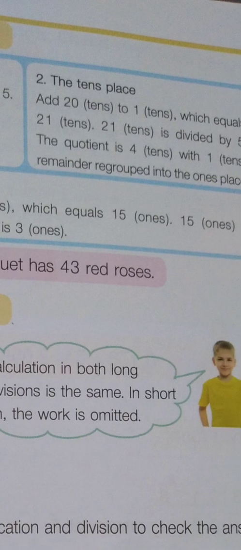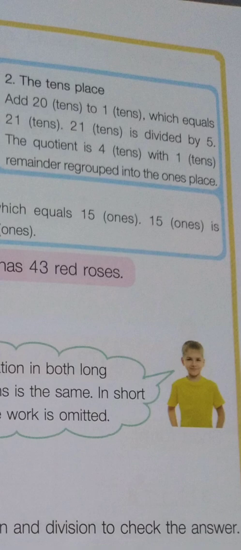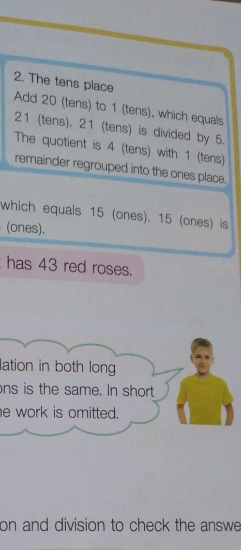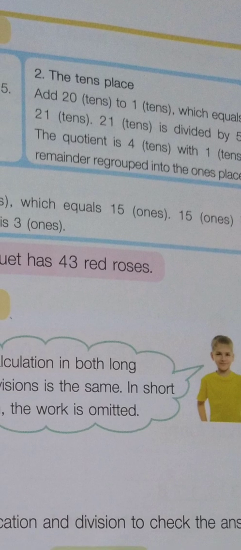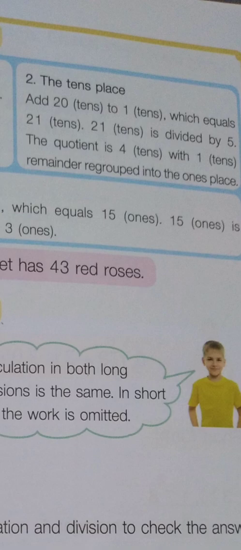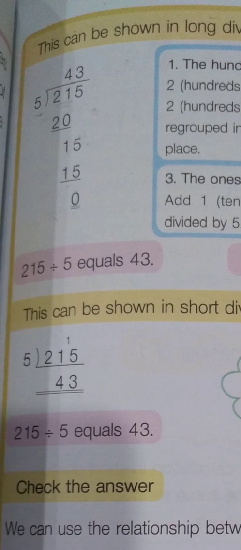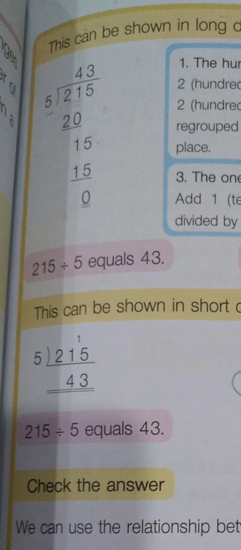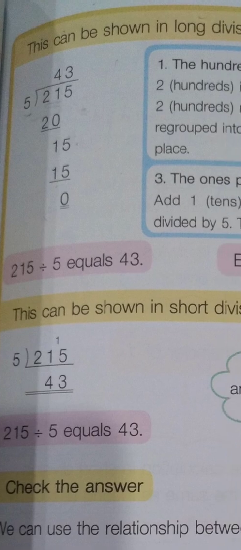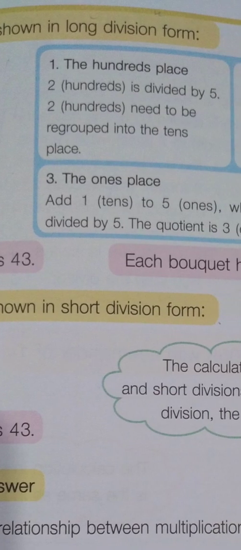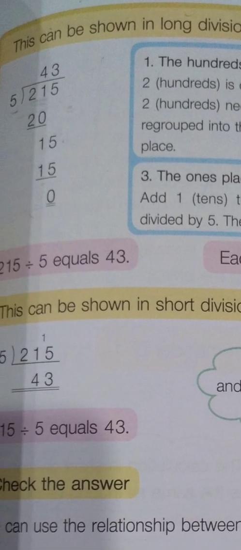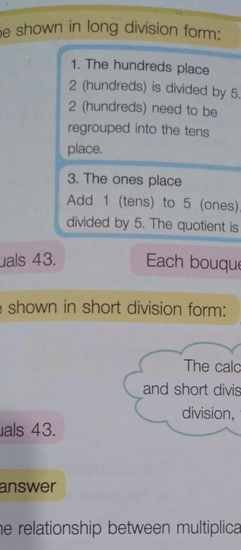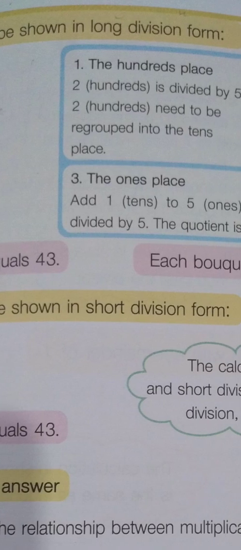The tens place: add 20 tens to 1 tens, which equals 21 tens. 21 tens is divided by 5. The quotient is 4 tens with 1 tens remainder, regrouped into the ones place. 21 minus 20 is equal to 1. We have a remainder of 1. And then the ones place: add 1 ten to 5 ones.